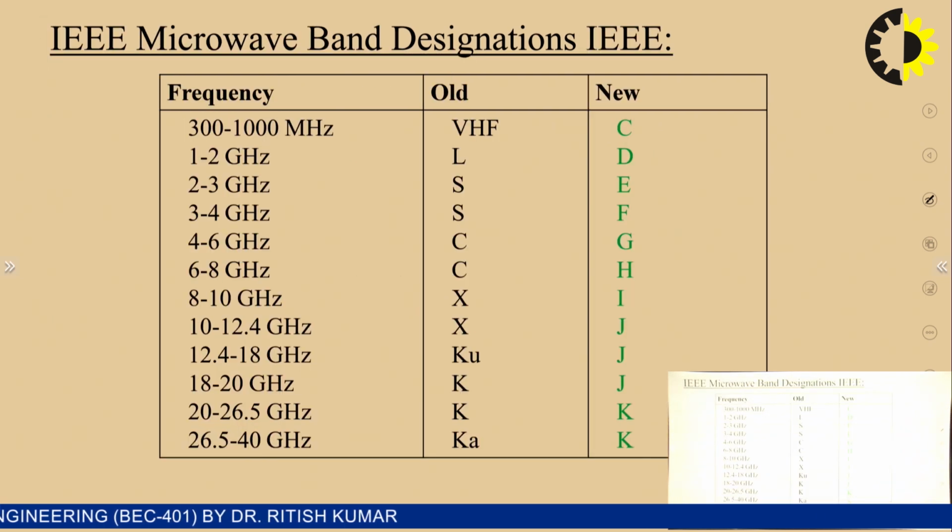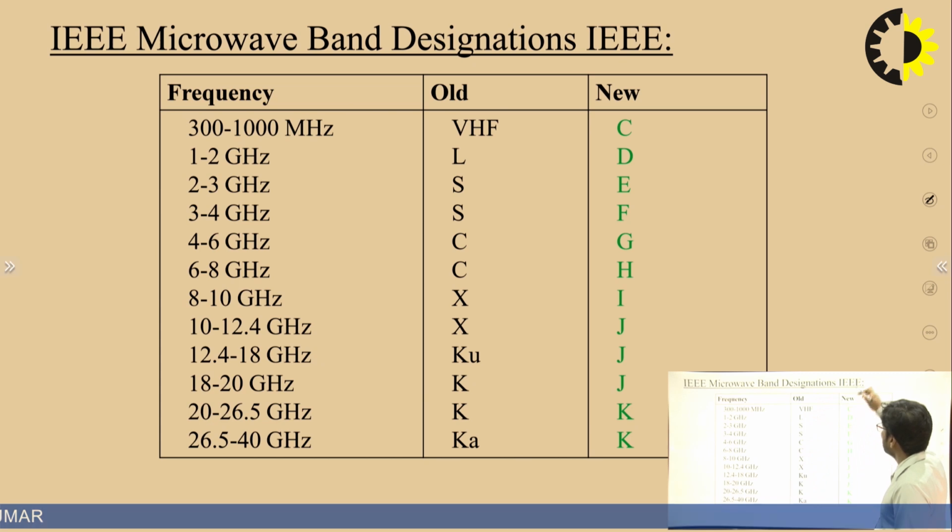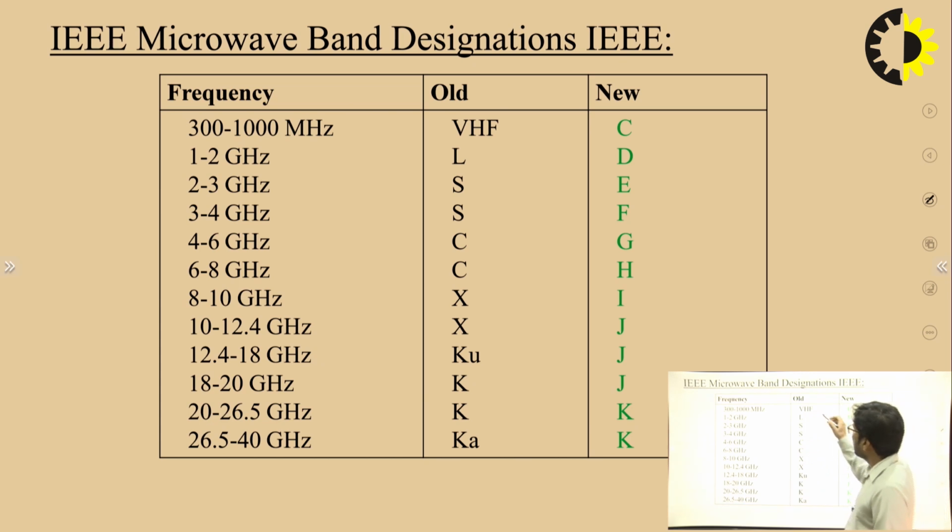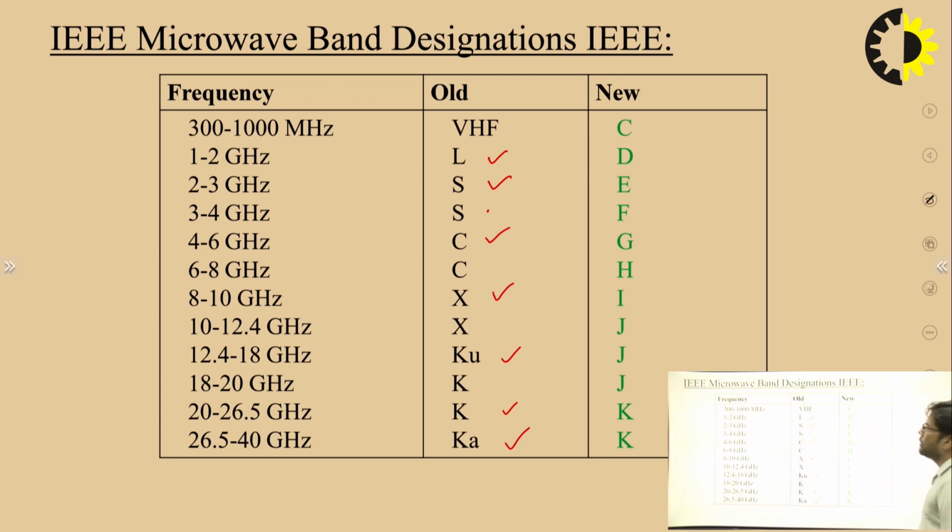These are the microwave band designations specified by the IEEE. You can see the old names and the new names. These are the well known microwave bands such as L, S, C, X, Ku, K, and these are the frequency ranges. The L band lies between 1 to 2 gigahertz, S 2 to 4 gigahertz, X 8 to 12 gigahertz, and K 20 to 26.5 gigahertz, etc.